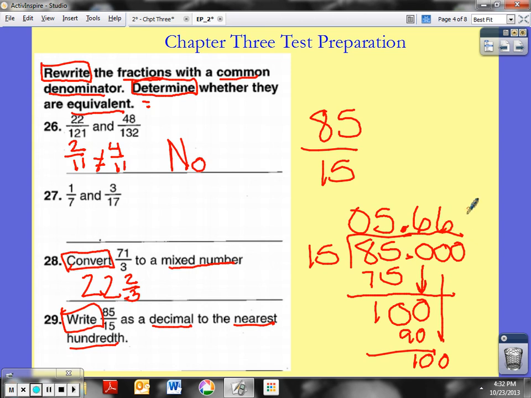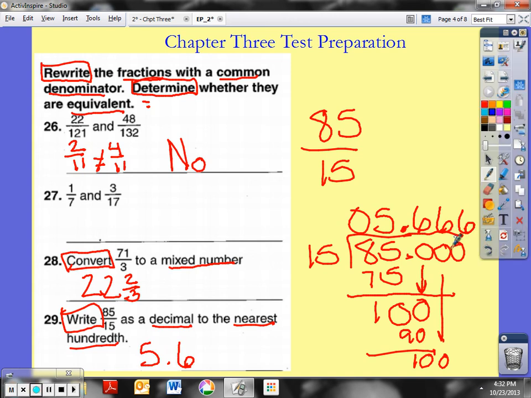So because of that, to take this out to the nearest hundredth, it'd be 5 and 6. Now this would be another 6. So if I take it to the thousandths, okay, I am going to round to the nearest hundredth. The 6 is in the hundredths place. This 6 tells me to round up or keep it the same. That tells me to round up, so it really becomes 5 and 67 hundredths.